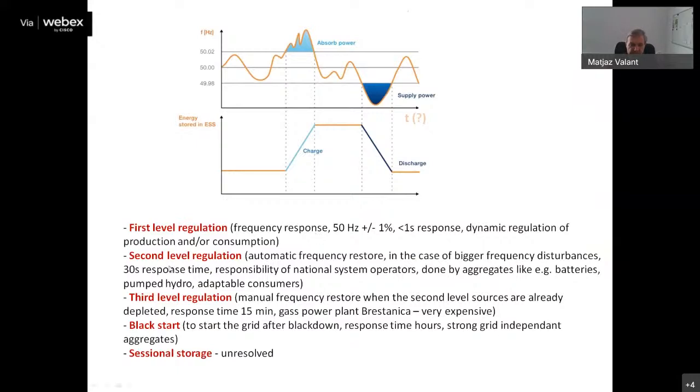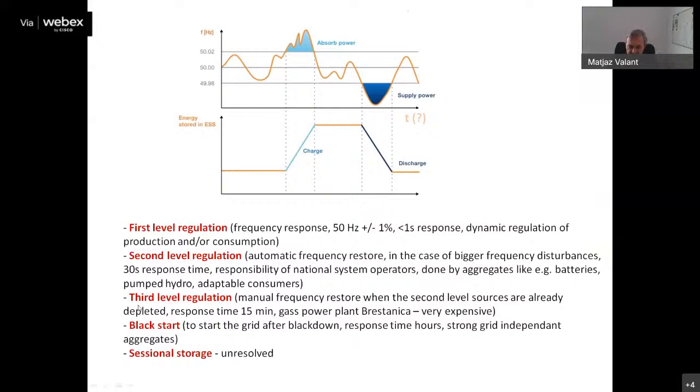And then we have second level regulation on a time scale of 30 seconds. And these are national system operators. They must have some infrastructure to do it, either batteries or pump hydro storage, or adaptable consumers that can adapt their consumption in a very short time period.